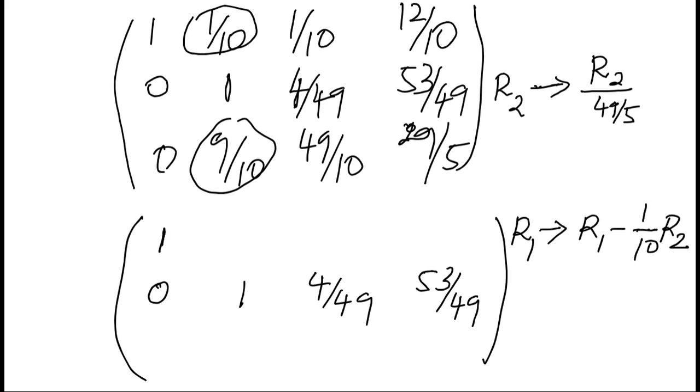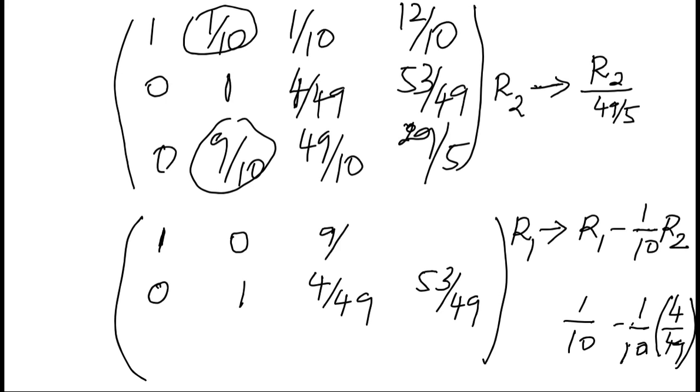So this term becomes 1, this term becomes 0, and R1 is 1 by 10. 1 by 10 minus 1 by 10 into the corresponding R2 element, which is 4 by 49. If you simplify this, you will get 9 by 98. You can do it in a calculator. Just you can use the a b/c form. So 1 by 10 minus 4 by 490. If you put it in the calculator, you will get 9 by 98.